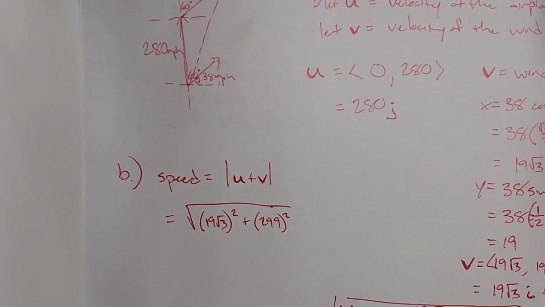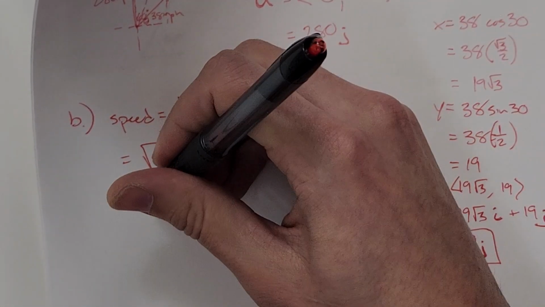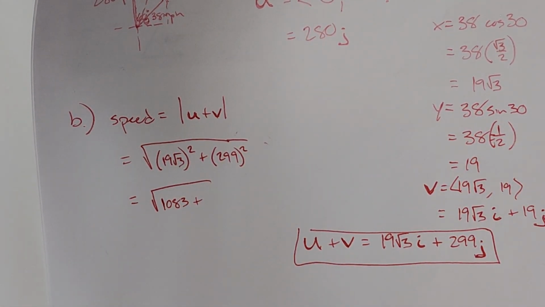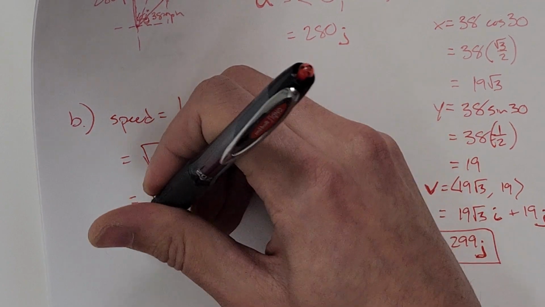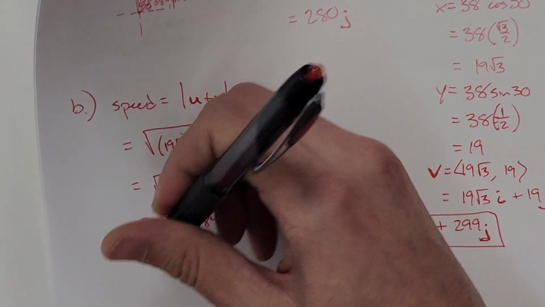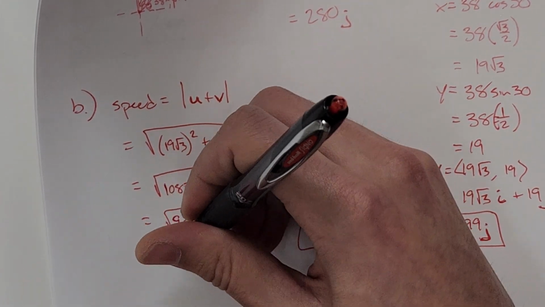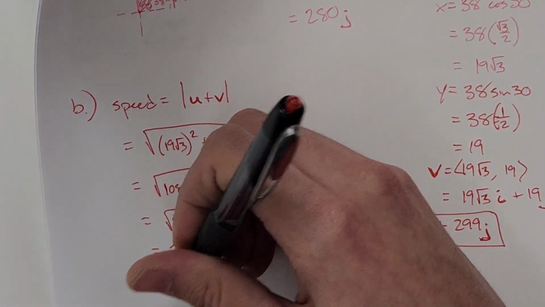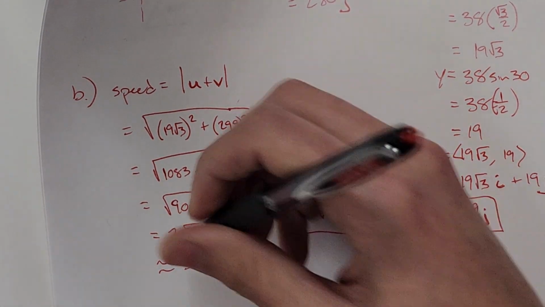And from here, if you have a TI Inspire, you can just plug it right into your calculator and evaluate. 19 root 3, the quantity squared, is equal to 1,083. And 299 squared is equal to 89,401. When we add those together, we get square root of 90,484, which is equal to 2 square root of 22,621, which is approximately 300.8 miles per hour.